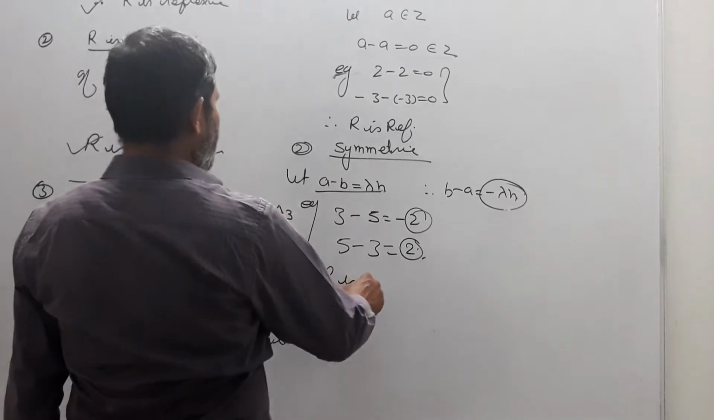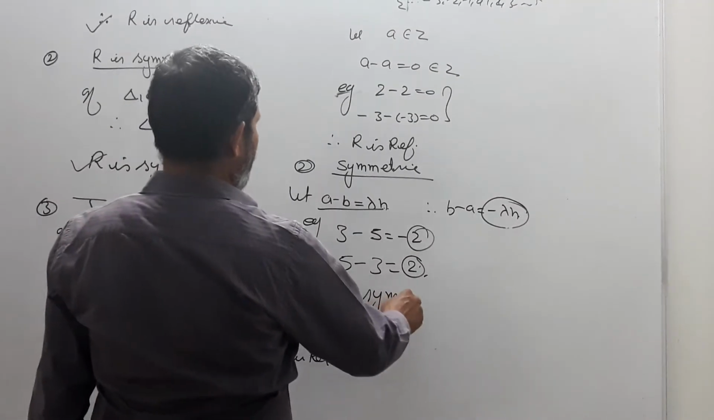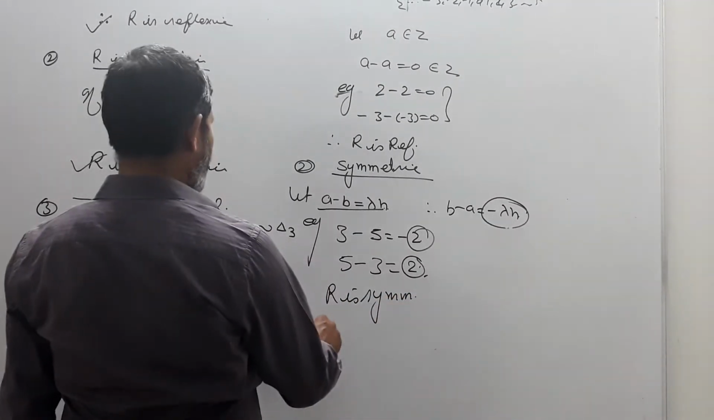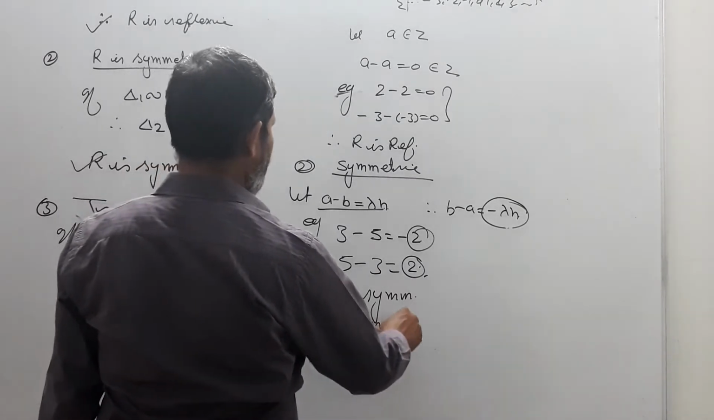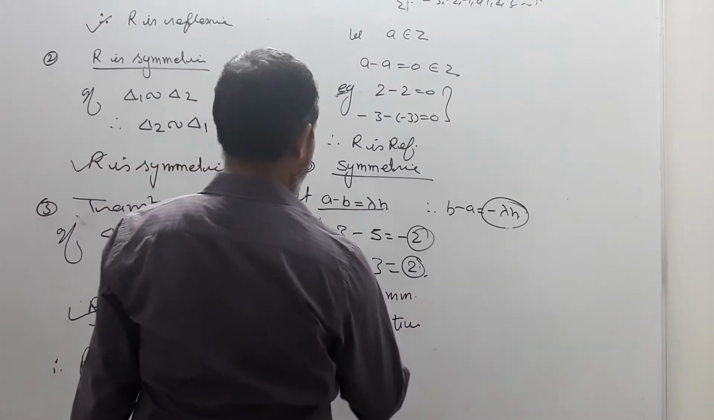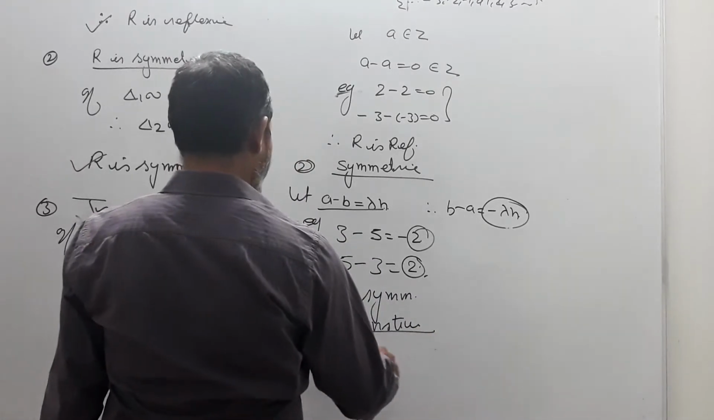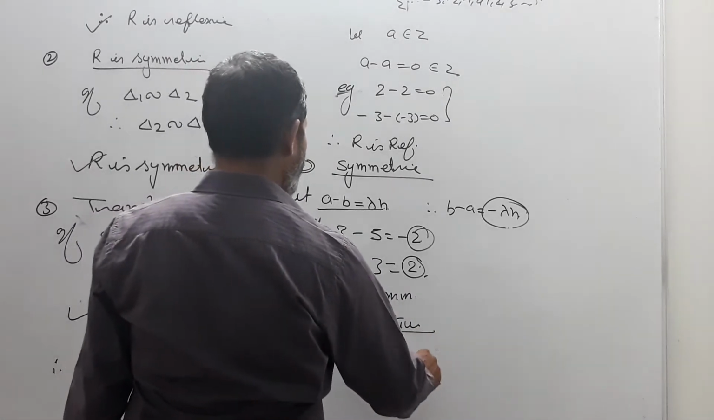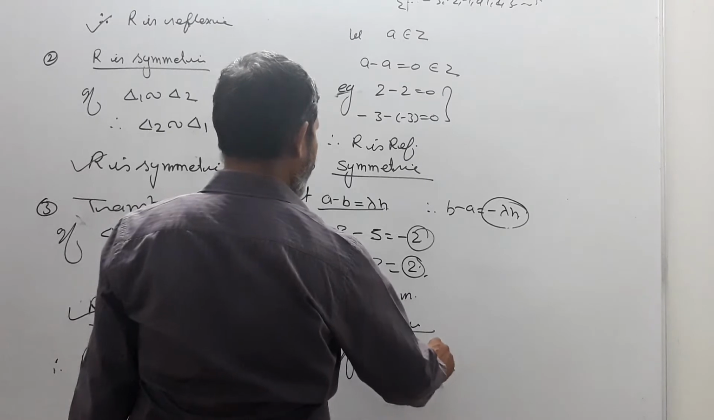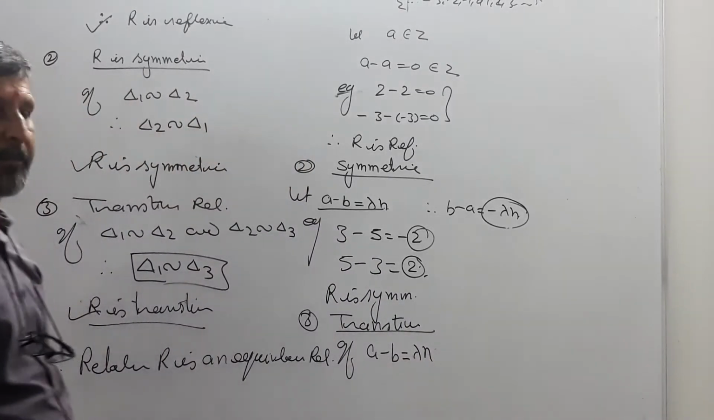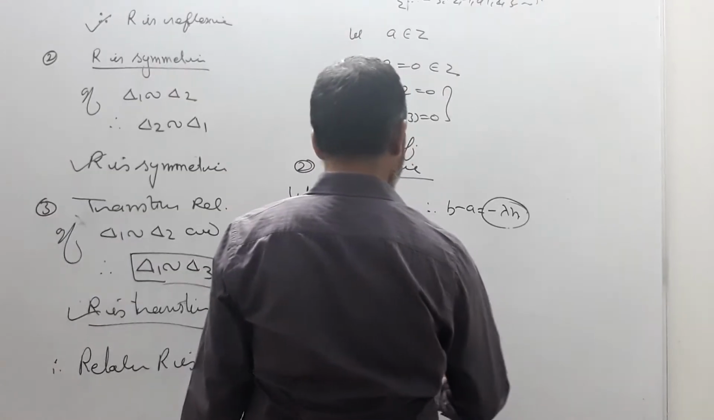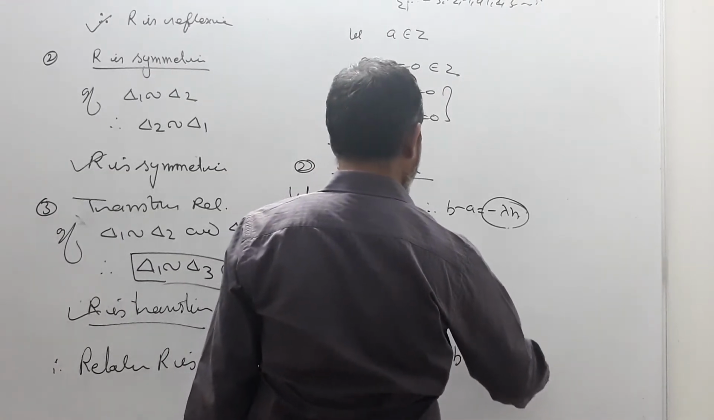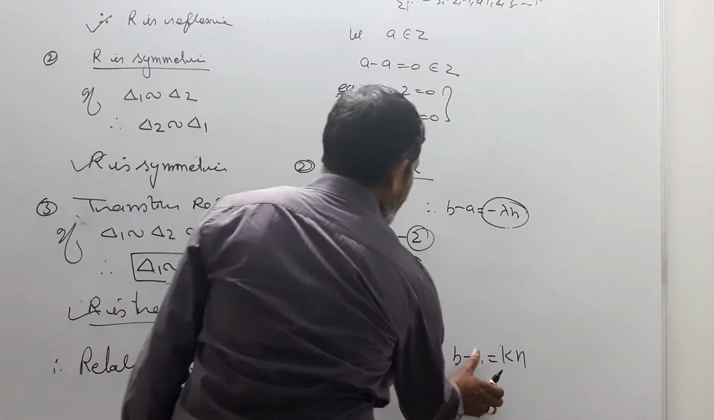Therefore, R is symmetric. Third part, for transitive: if A minus B is divisible by n, it may be written as delta times n, and B minus C is also divisible by n, say K times n.